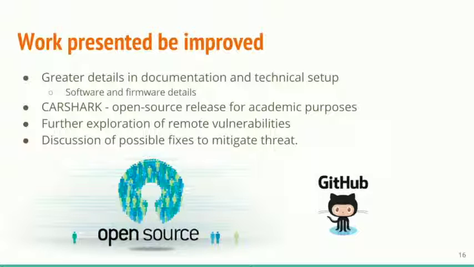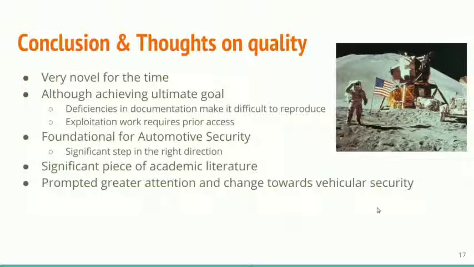Lastly, the paper makes no effort to recommend any fixes. A discussion of how to possibly mitigate discovered threats would have been ideal. In conclusion, the paper's research was very novel at the time. It achieved its goals in exploring the capabilities of a compromised vehicle, although most of its exploration work relies on prior physical access, which can be impractical. And aside from lacking certain details that make reproducing the paper's results hard, it remains a pivotal piece of academic literature that is known for taking automotive security research in the right direction.